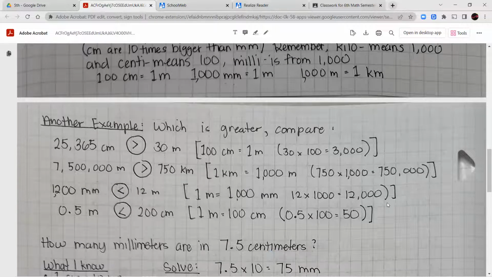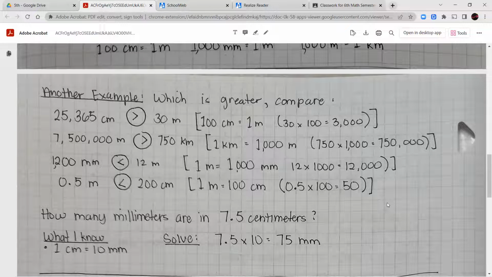Let's look at some more examples. Which is greater? So we're going to do some comparisons for all of these. 25,365 centimeters or 30 meters. So remember, before you can ever do a comparison, you need to convert them so you're using the same units. The only way you can compare is when you're comparing the same size pieces.